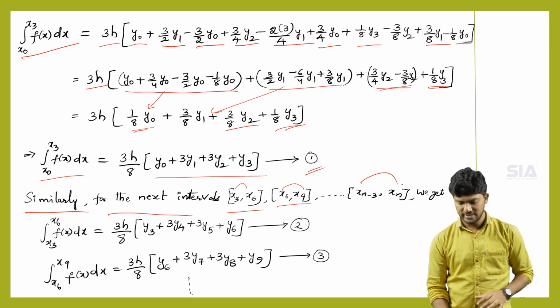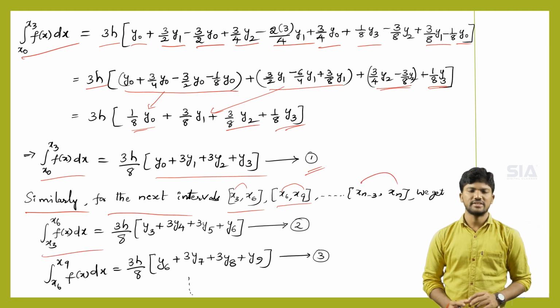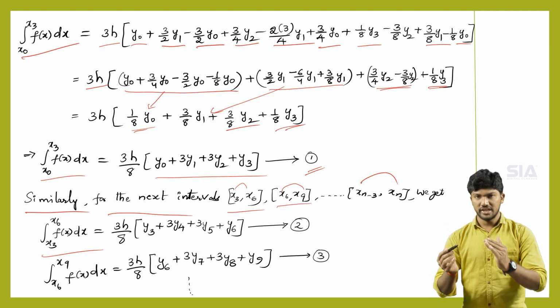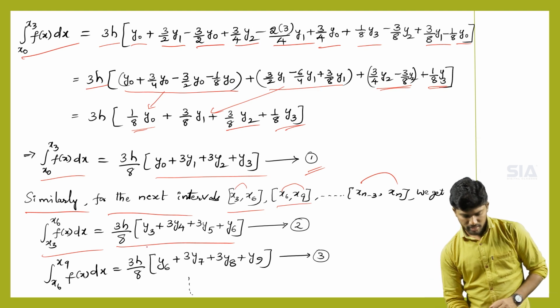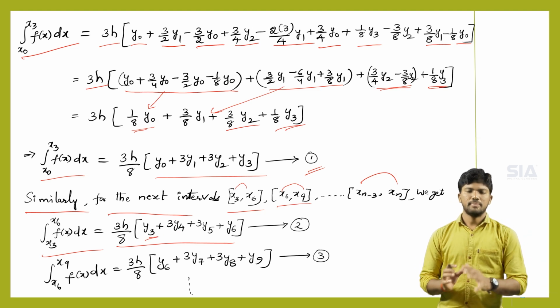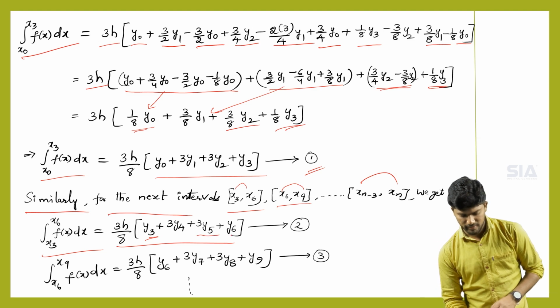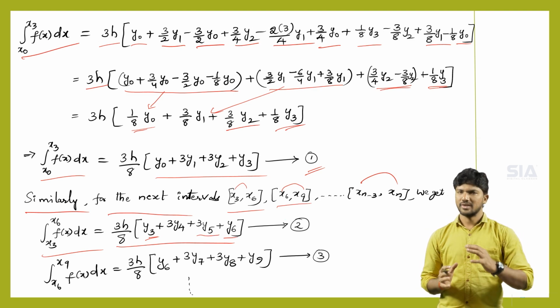So therefore, up to so on xn minus 3 comma xn, we get integration over x suffix 3 to x suffix 6 f of x dx is equal to, likewise equation number 1, 3 into h by 8. In place of y naught you will get y suffix 3: y suffix 3 plus 3y4 plus 3y5 plus y suffix 6. That is taken as equation number 2.